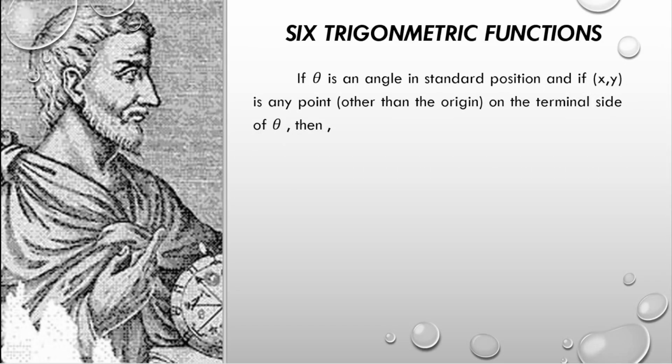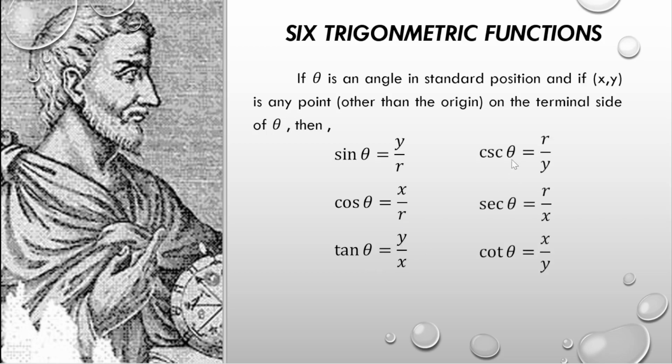If theta is an angle in standard position, and if the coordinate x and y is any point other than the origin on the terminal side of angle theta, then sine theta is equal to y over r, cosine theta is equal to x over r, tan theta is equal to y over x, cosecant theta is equal to r over y, secant theta is equal to r over x, and cotangent theta is equal to x over y, where the radius is equal to the square root of x squared plus y squared from the Pythagorean theorem.